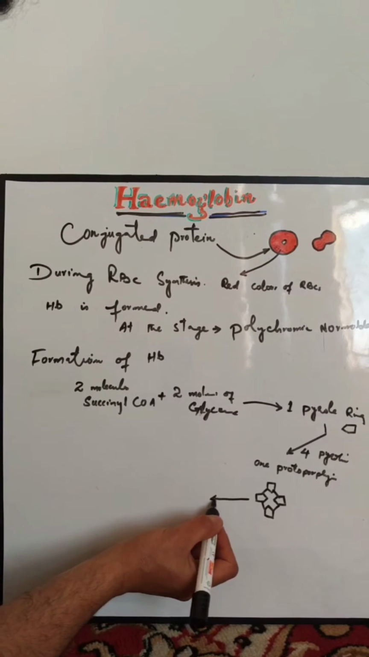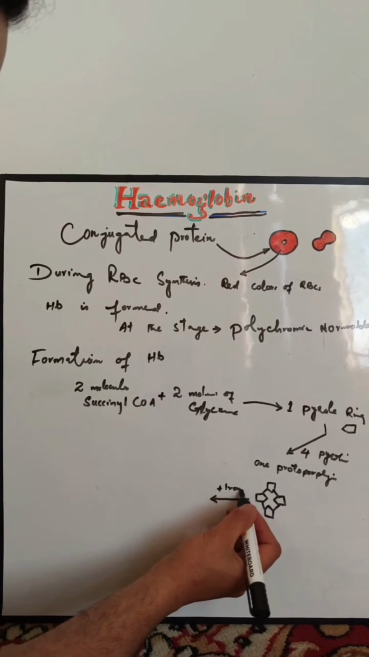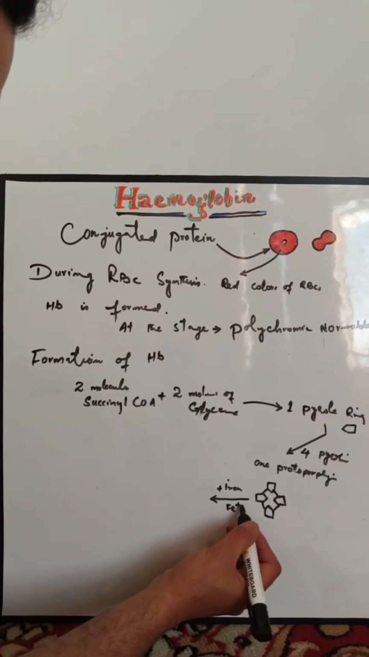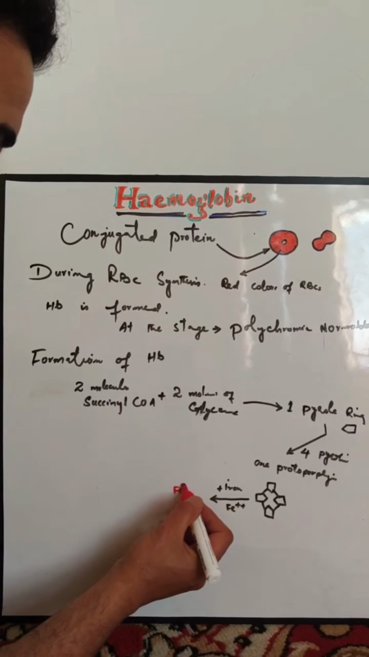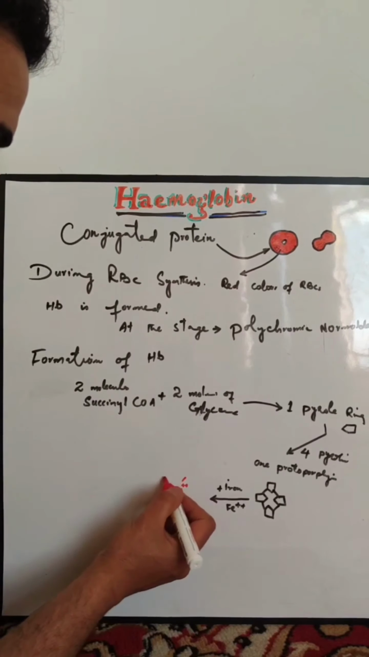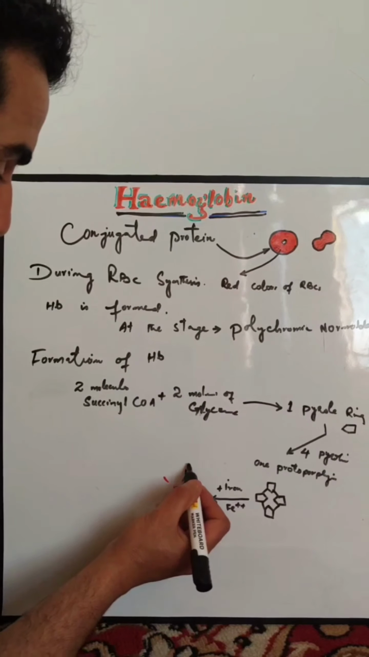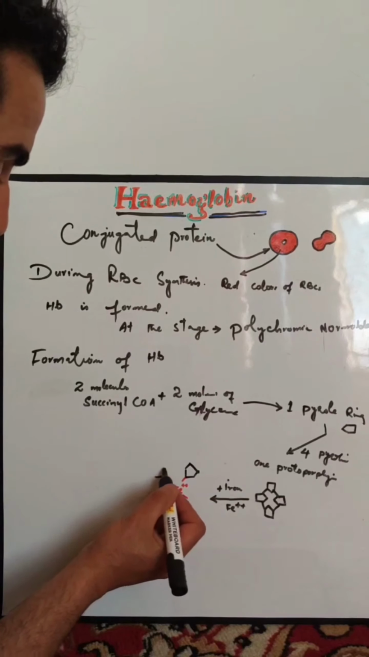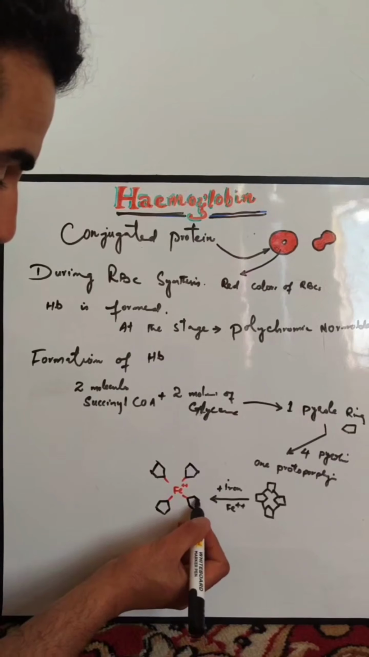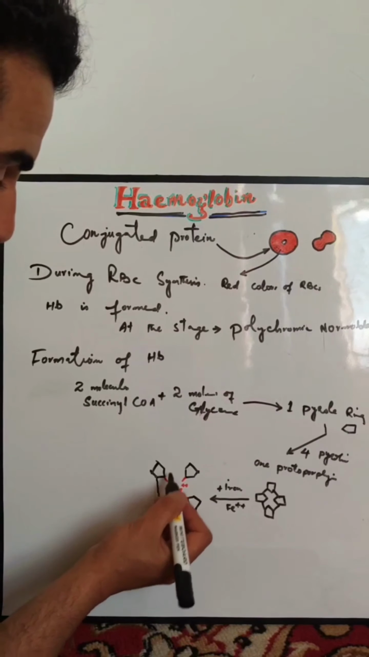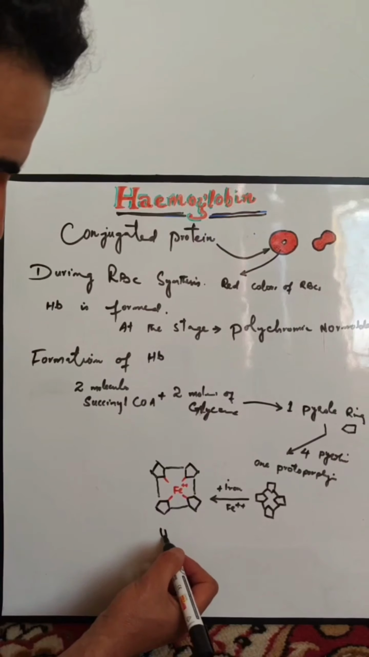When this protoporphyrin molecule is added up with an iron atom in the Fe2+ state, this is called the ferrous state. Iron in the Fe2+ state is embedded in this. This type of structure, pyrrole rings bonded together, is called a heme molecule. Heme.